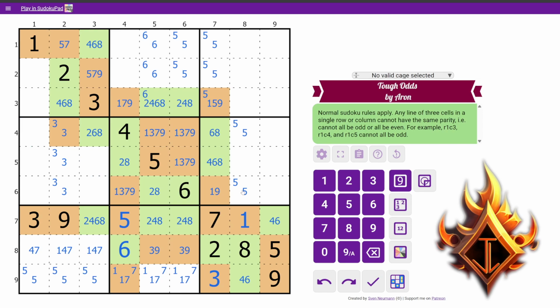Okay, what do I have? If this was a 5, then that would be even. This would be odd. This would be even as well. Those two would be even. Those two would be odd. So would those two.